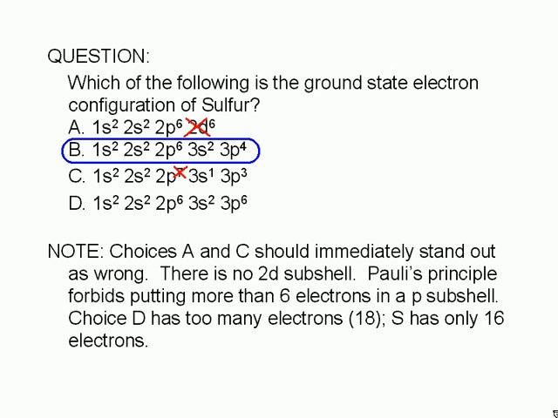Recall that Pauli's principle says that the maximum number of electrons that can be assigned per orbital is 2. For a p subshell, there are 3 orbitals. 3 times 2 is 6. Finally, choice D is also wrong because the total number of electrons shown is 18, whereas a sulfur atom only has 16 electrons.